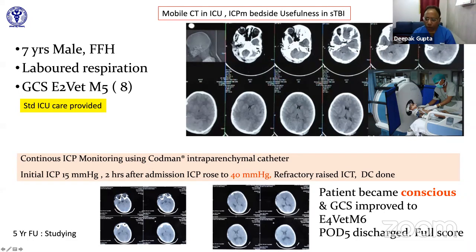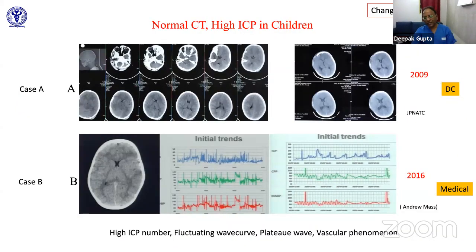We have a mobile CT scanner in the ICU. We do bedside mobile CT for all the cases in our neuro-intensive ICU, and all the care is provided in the semi-closed ICU pattern which we have at our center. Now I'll share something very interesting. The first case I just showed you, case A, the child was managed with decompressive craniectomy in 2009.